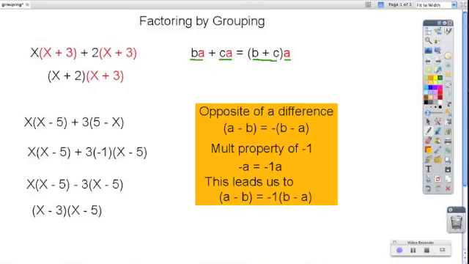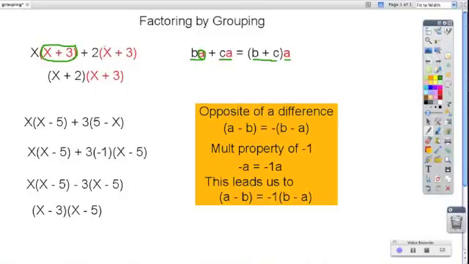We commonly see it written as the left-hand distributive property. We have the A right there. We'd say A times (B + C) equals A times B plus A times C. We're going to use this idea with this problem. All we're doing when we factor by grouping is replacing the A with a binomial.